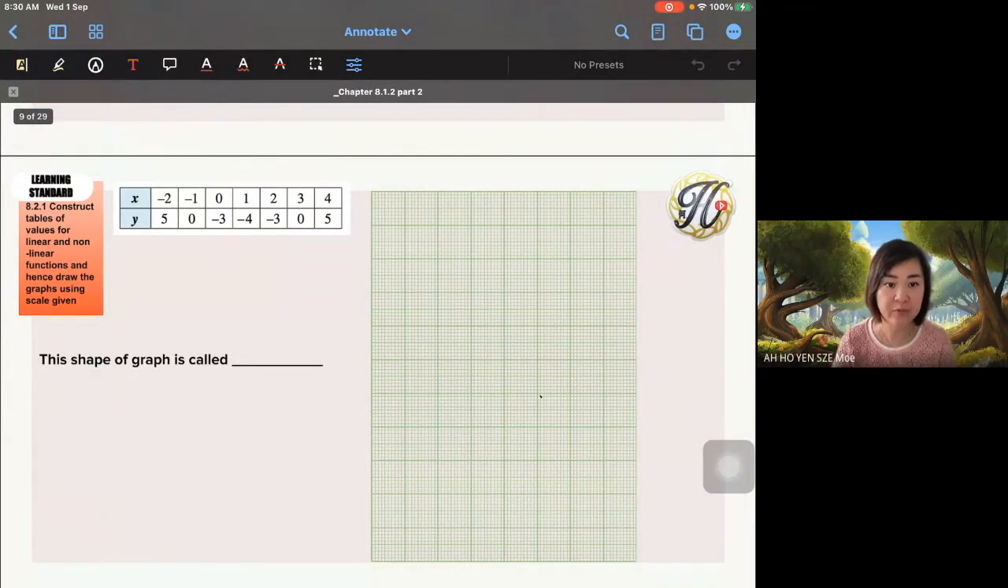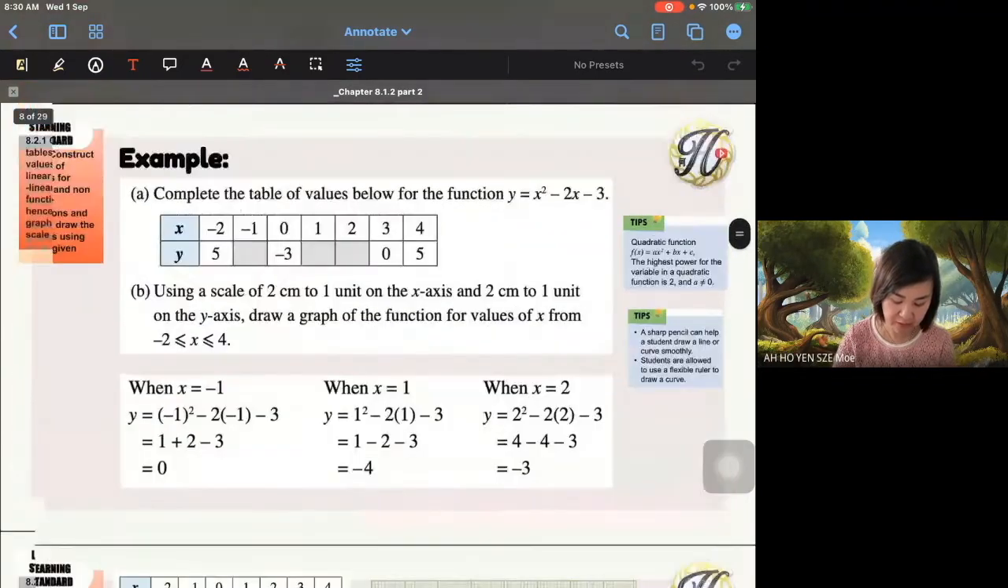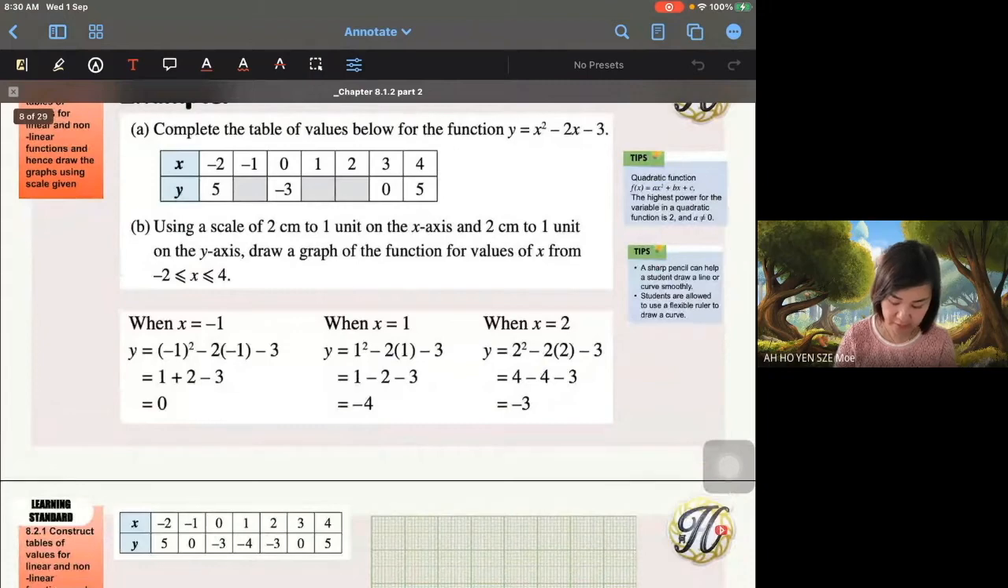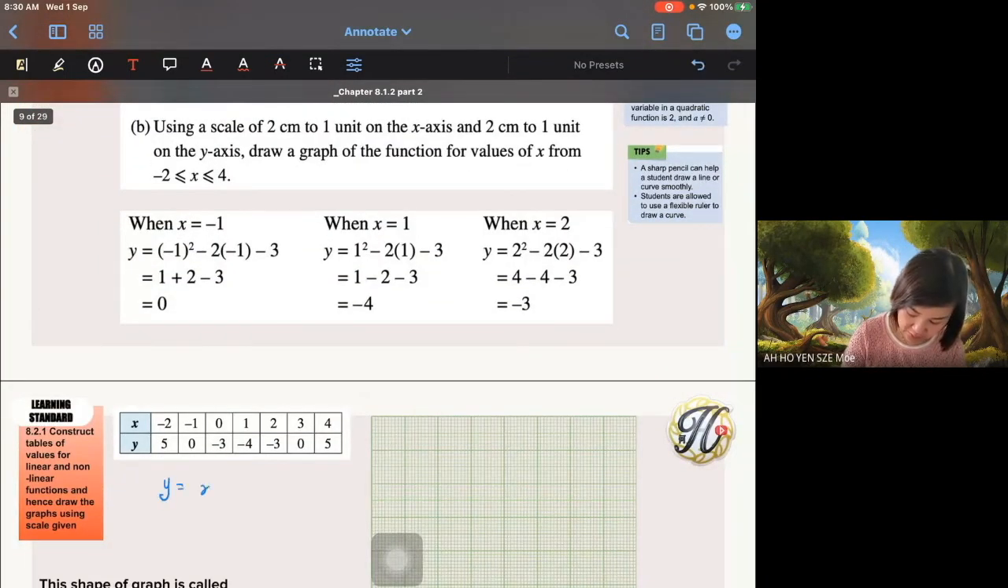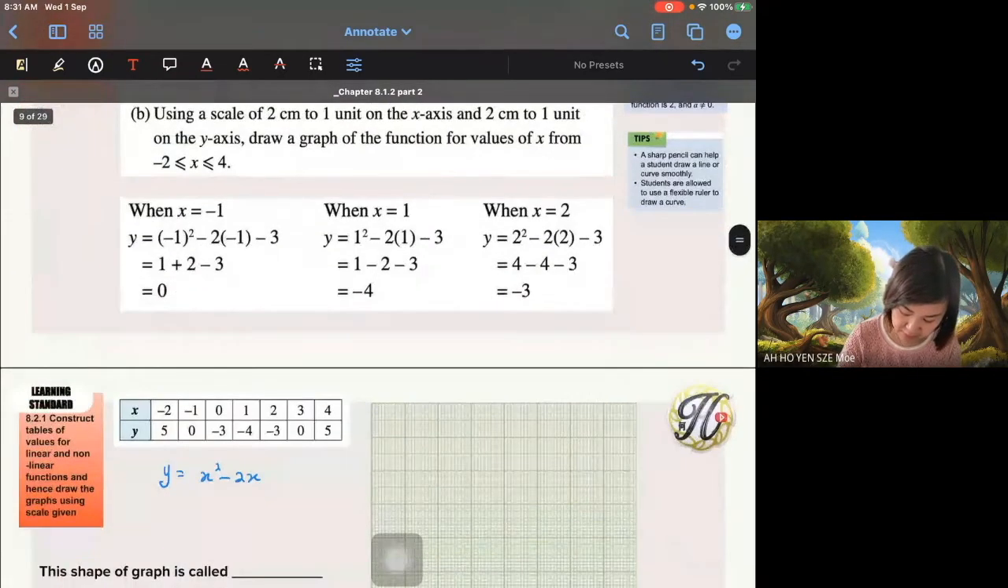Okay, I will transfer to another slide, because this is a table. After that, I will fill up the table. This one is empty. -1 is 0, right? So here it is 0. Okay, then another one is -4 here. Okay, then 2 is -3. They already complete the table. Okay, so you have y equal to x squared minus 2x, minus 3. This is a function.